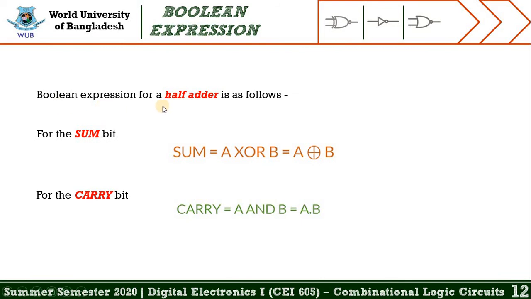From this slide, we may learn the Boolean expression of the outputs of the half-adder. For the sum bit we get A XOR B, and for the carry bit we get A AND B. Just compare this expression with the previous slide's truth table. I hope there will be no problem for your understanding. So let's move into the next slide.